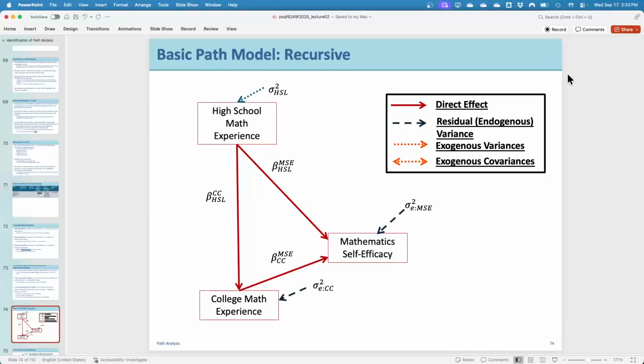This is a recursive model, right? Why do I say that? We start here, follow the arrow to college math experience. It goes to self-efficacy. There's no way to get back. Similarly, start here, no way to get back. Look at this variable, no way to get back to it. That is a recursive model.